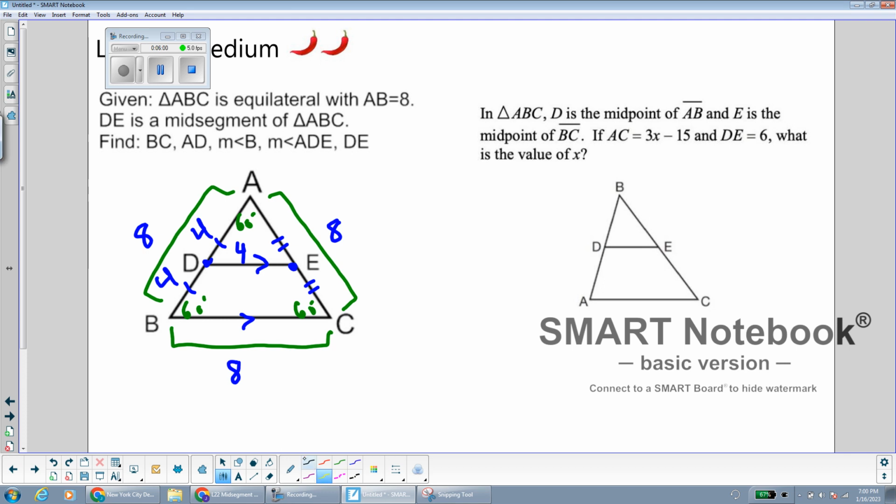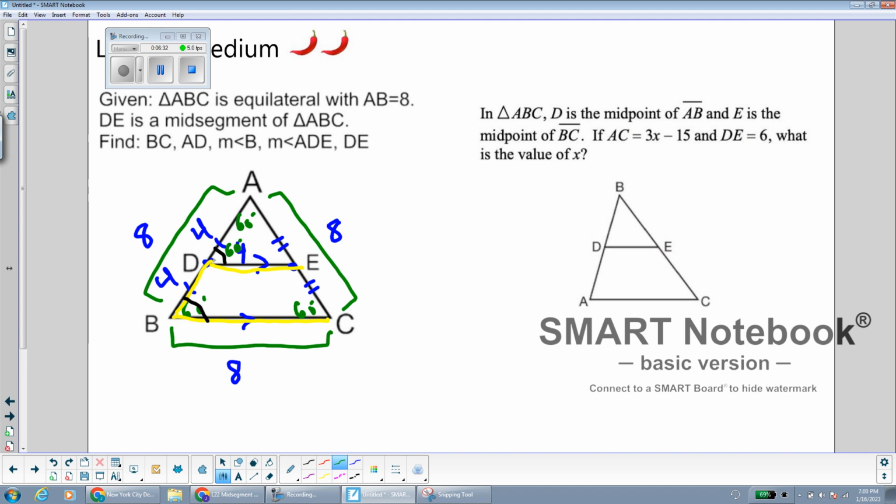Well, we have parallel lines cut by a transversal. So this angle and this angle, top right, are in the same positions when the parallel lines meet the transversal. We call those corresponding angles. And remember that corresponding angles are congruent when parallel lines are cut by a transversal. So angle ADE is also 60 degrees.